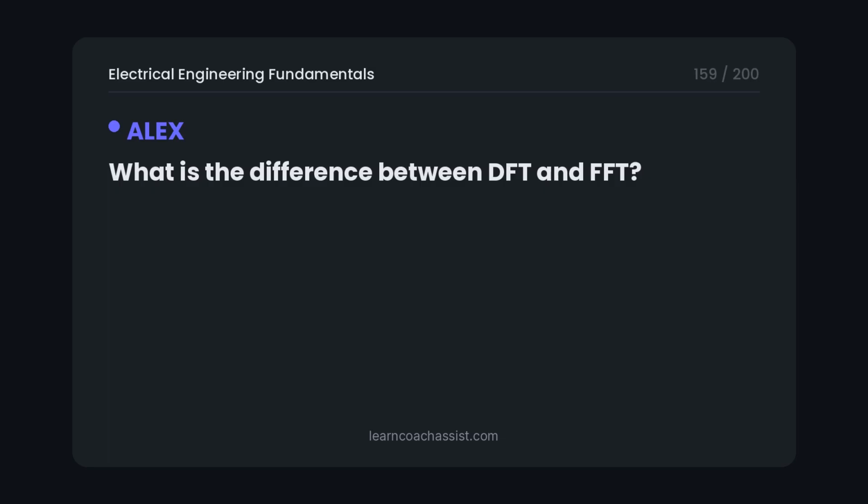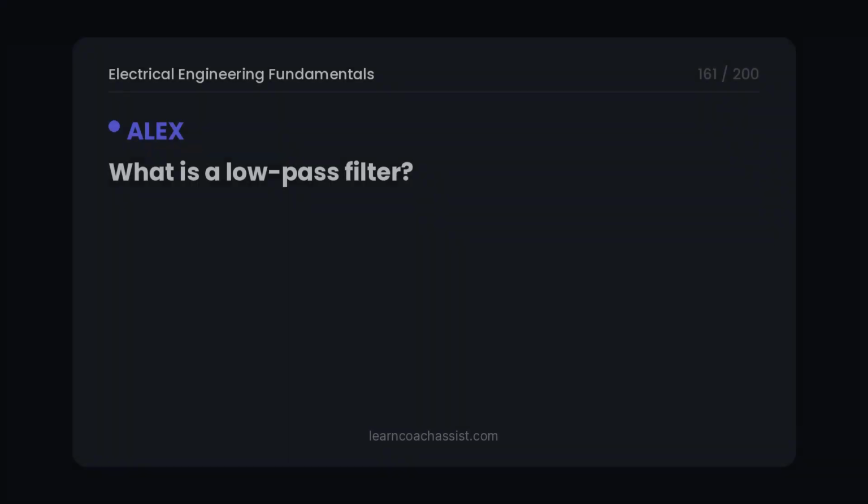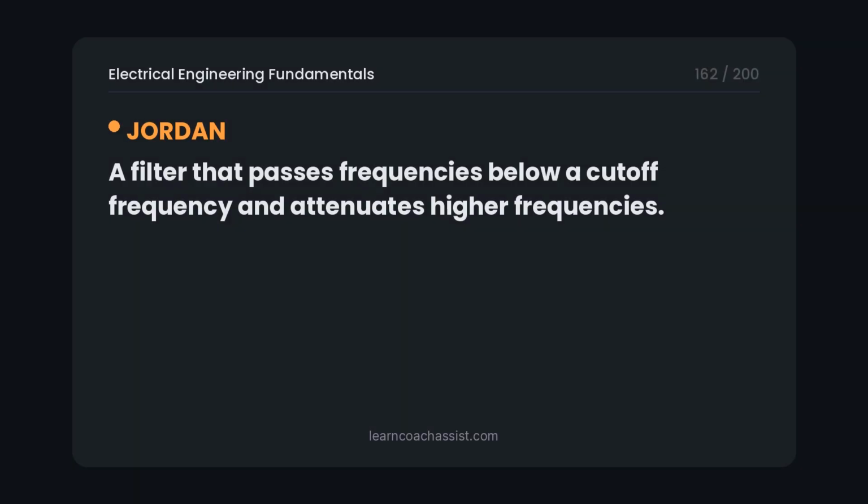What is the difference between DFT and FFT? The FFT is an efficient algorithm to compute the DFT, discrete Fourier transform, reducing complexity from O(n squared) to O(n log n). What is a low-pass filter? A filter that passes frequencies below a cutoff frequency and attenuates higher frequencies.